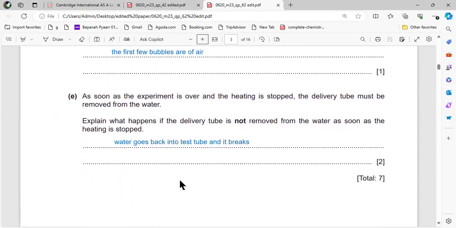As soon as the experiment is over, the heating is stopped. The delivery tube must be removed from water. Explain what happens if the delivery tube is not removed from the water as soon as heating is stopped. So the water may go back into the tube and it may break or crack.